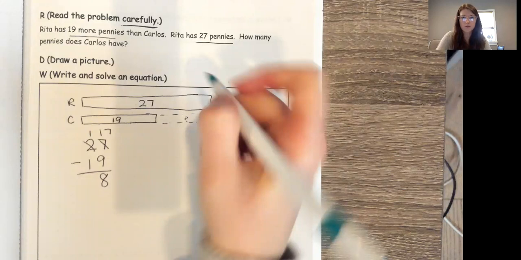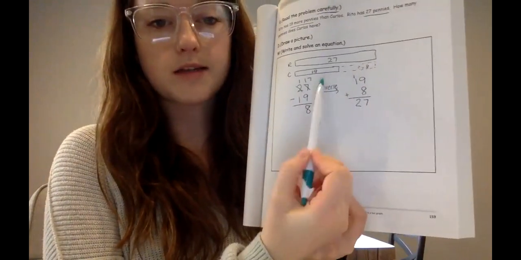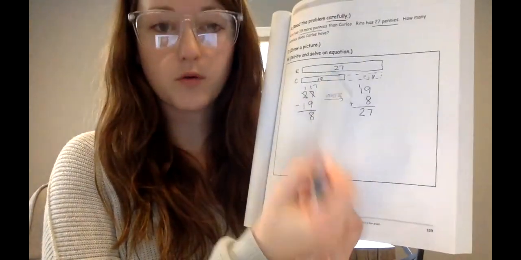Hold on one second. Okay, so my camera decided to stop working, but we can keep going. So I'm gonna just double check my work, and I'm gonna add 19 and 8 together and make sure that I get 27. So 9 plus 8, I know gives me 17. I'm gonna put the 7 in the ones place, carry my 10. 10 plus 1 ten gives me 2 tens. So if I check my work, right, I know that when I add these numbers back together, it gives me 27. So I know that that means Carlos has 8 pennies.